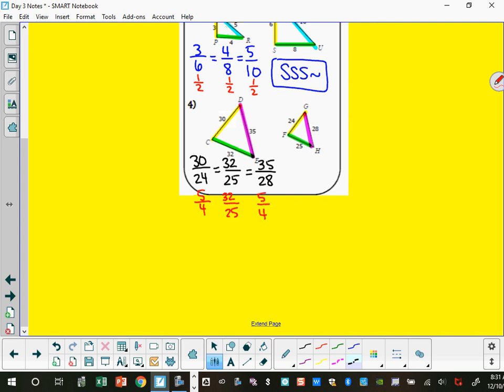Alright, so can this be side, side, side? Do I have the same exact ratio all the way through? No. So we're going to write, this is not similar. So not the squiggly line, because that's what that means. So we thought it could be side, side, side. We checked it, it's not.